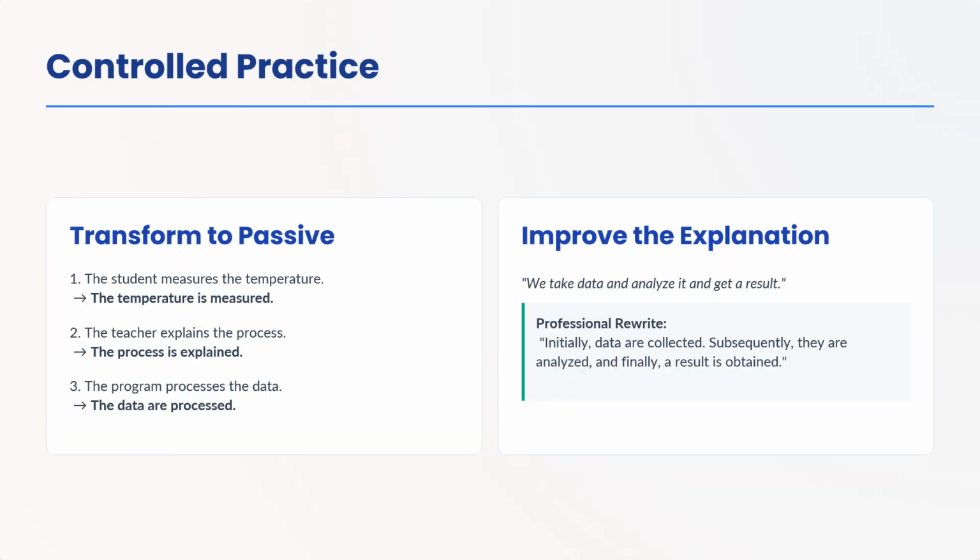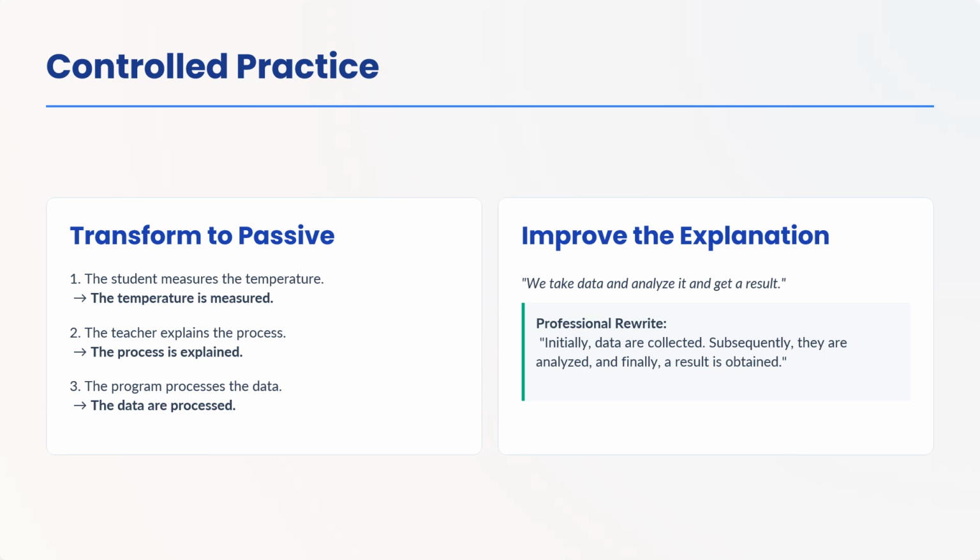Okay, so here let's practice the transformation. If we have the active sentence, the student measures the temperature, when transforming it into the passive voice, we say the temperature is measured. Another example, the teacher explains the process. The process is explained. And finally, the program processes the data. And here we can say in passive voice, the data are processed.